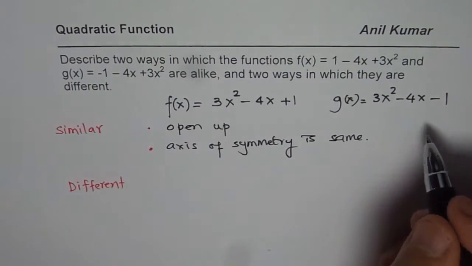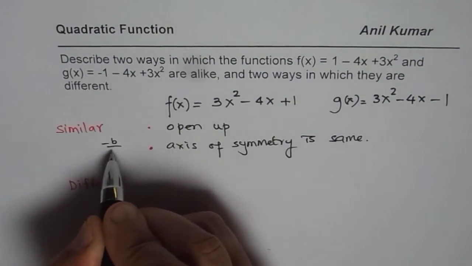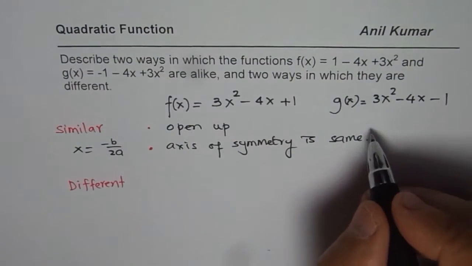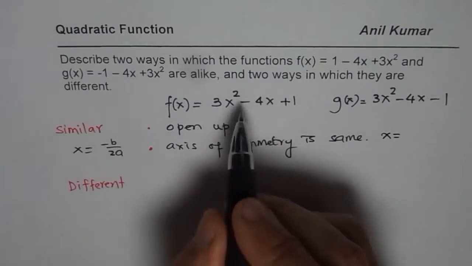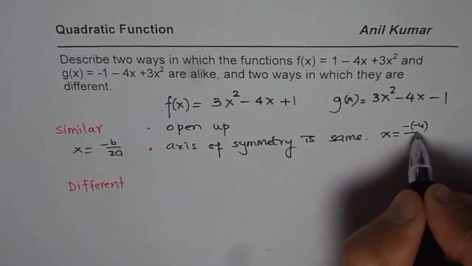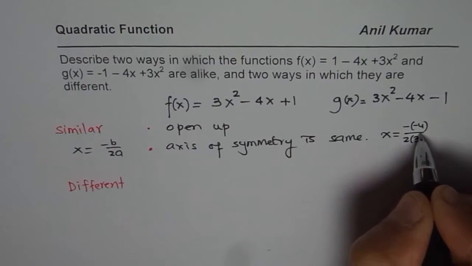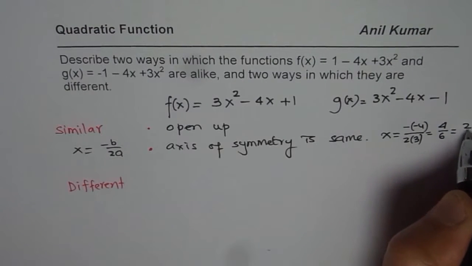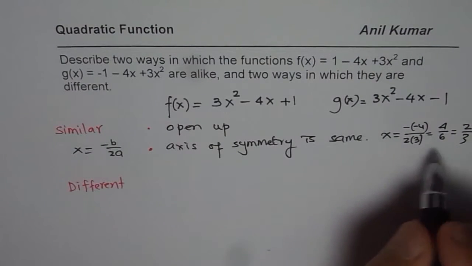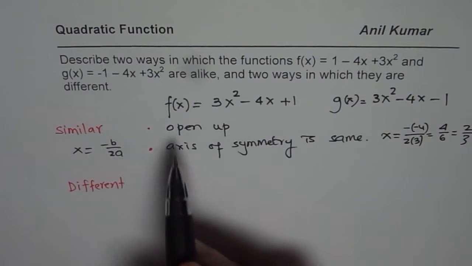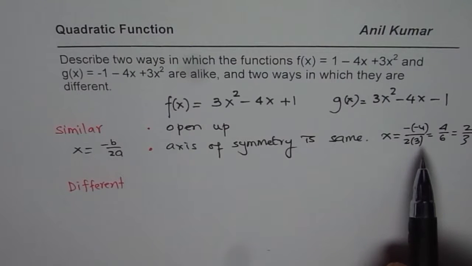You can always use the formula minus b by 2a to get the value of x. So in this case it will be x equals minus of minus 4 divided by 2 times 3. We can simplify. Let me write 4 over 6 first, and then 2 over 3. So x equals 2 over 3 is the axis for both of them, right? So these are two good similarities between them.